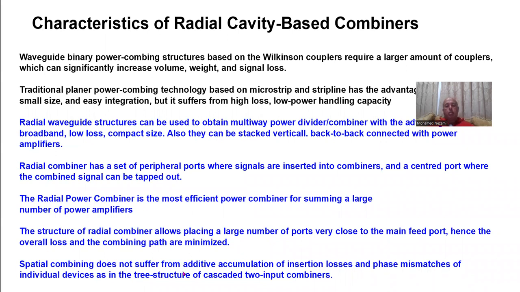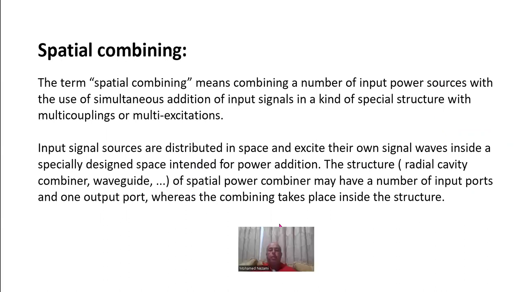Spatial combining does not suffer from additive accumulation of loss and phase mismatches of individual devices, as in the tree structure of cascaded two-input combiners, like the Wilkinson's. Now, spatial combining and splitting is used a lot for minimum loss signal combining and splitting. And it is related to the radial combiners and splitters because it's a subset of that.